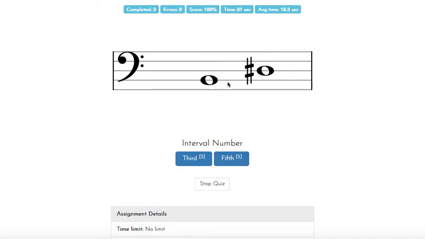And again, 1, 2, 3. 1, 2, 2 notes away. 1, 2. And 1, 2, 3, 4. 4 notes away is our fifth.